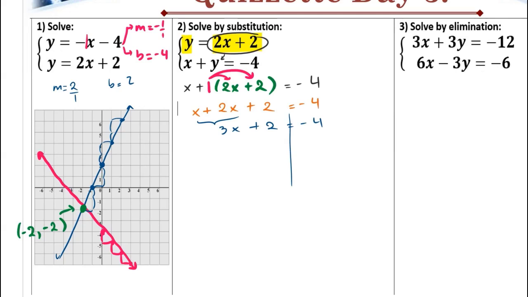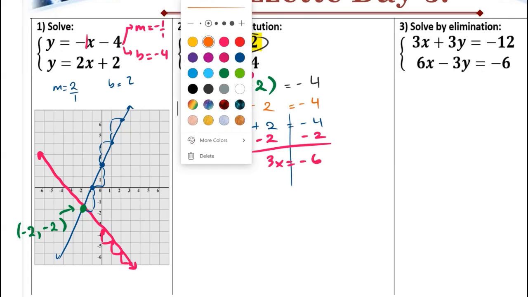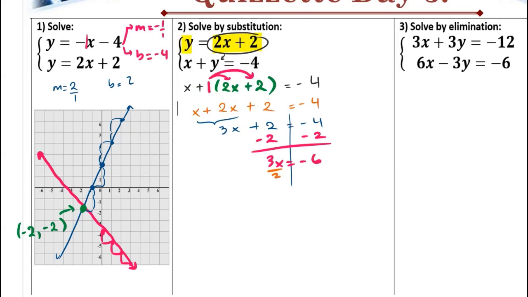How do we solve for x? What we'll do is subtract 2 on both sides. That will give you 3x equals -6. Then we divide both sides by 3. That will give you x equals -2. Okay, are we done yet? The answer is not yet.